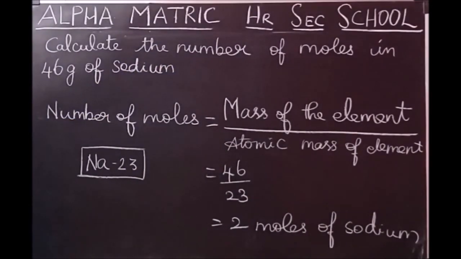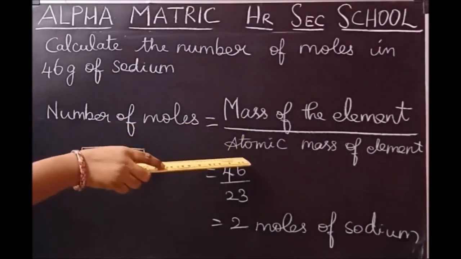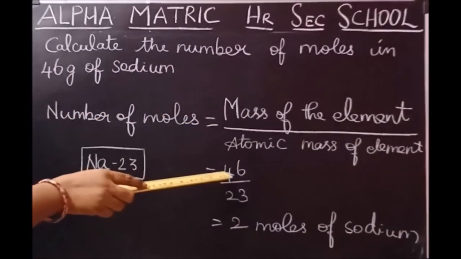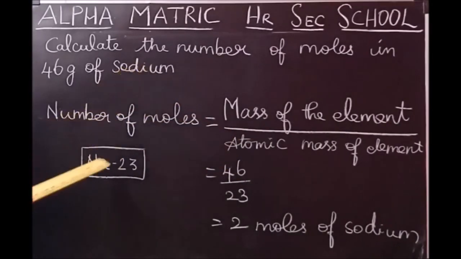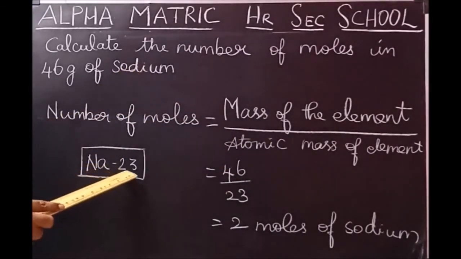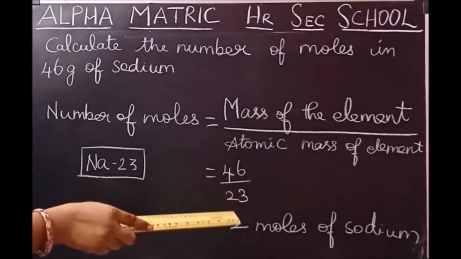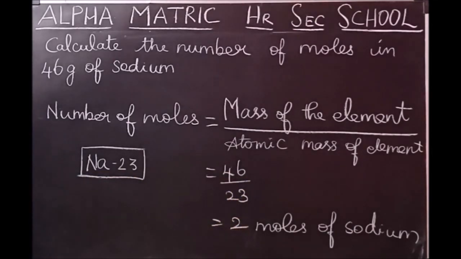If mass is given, the number of moles equals the mass of the element divided by the atomic mass of the element. The mass is 46, divided by the atomic mass of the element. Which element? Sodium. For sodium, the atomic mass is 23. So 46 by 23, if you calculate, you get the answer 2. 2 moles of sodium atoms are present in 46 gram of sodium.